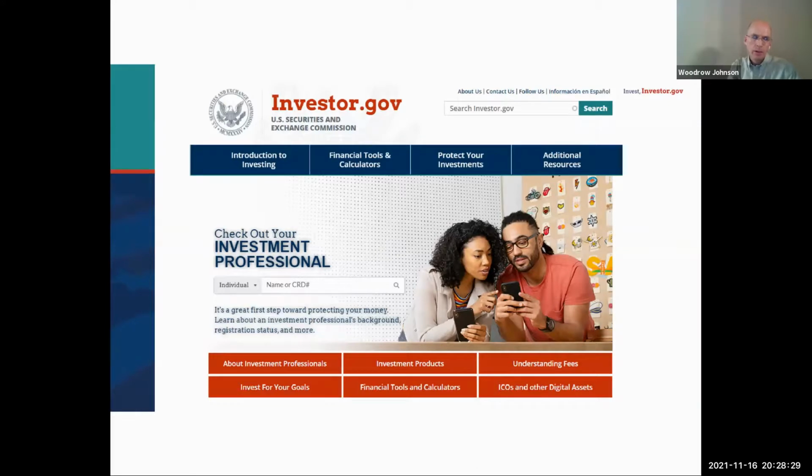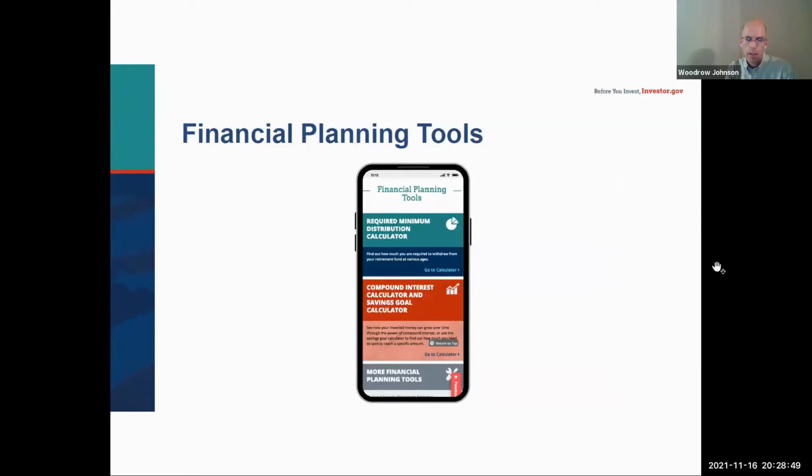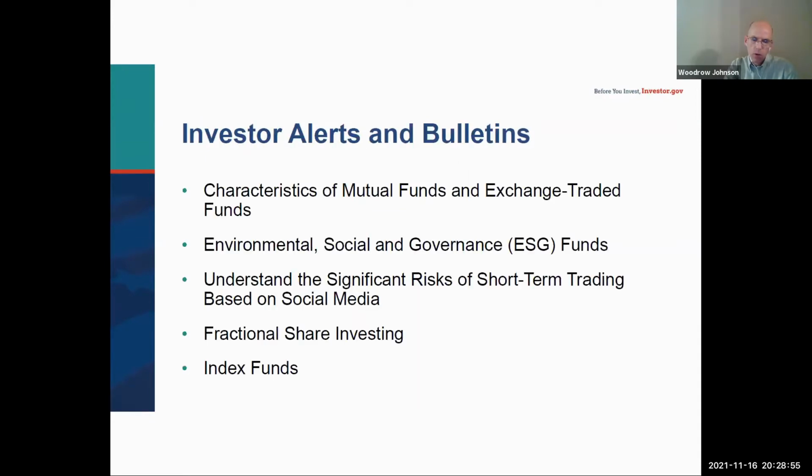In particular, look here on the top blue bar, the second box, tools and calculators. That's a very common, popular site on this website. It's a good tool there for compound interest to see how a portfolio can grow over the years. Take a look at that sometime. The website also works well on cell phones, so you can look on your phone as well as your computer.